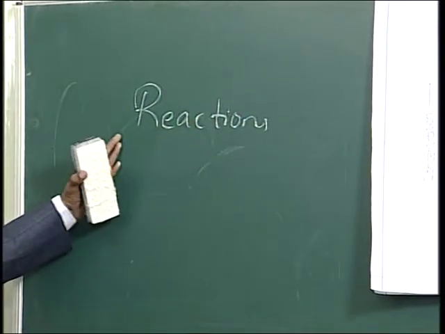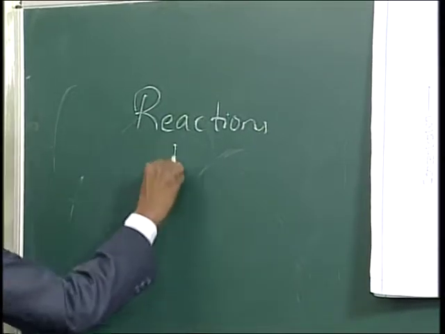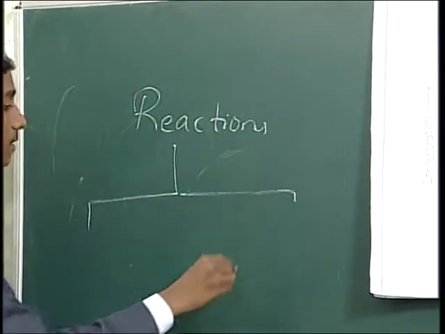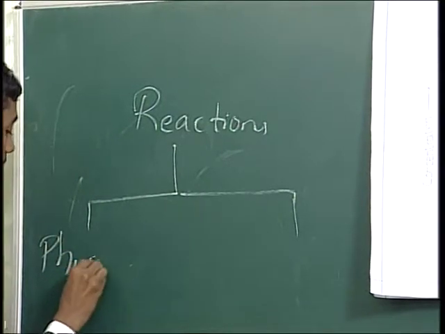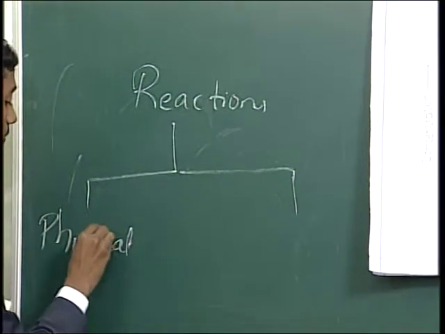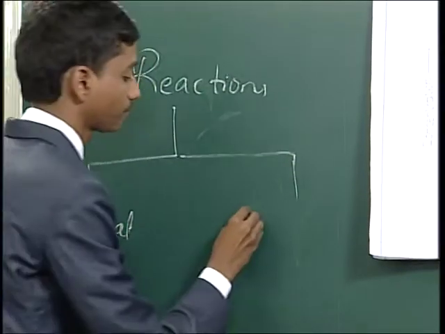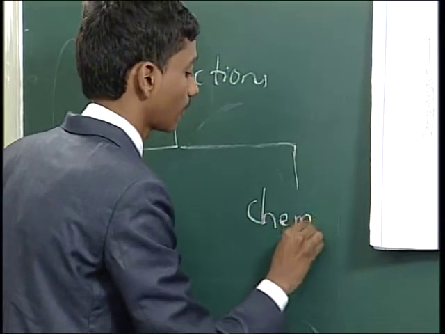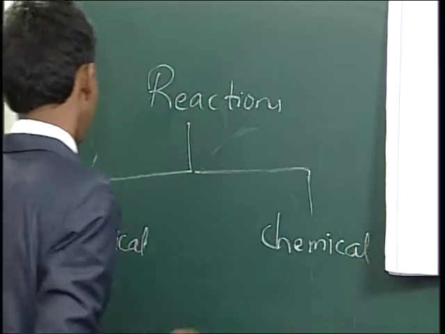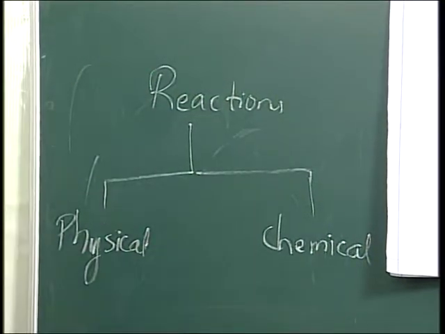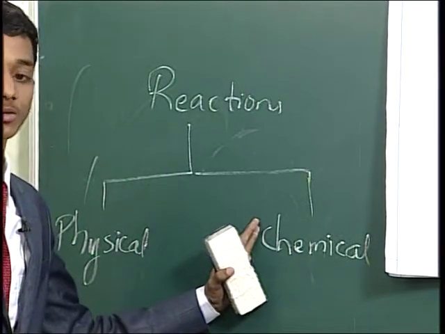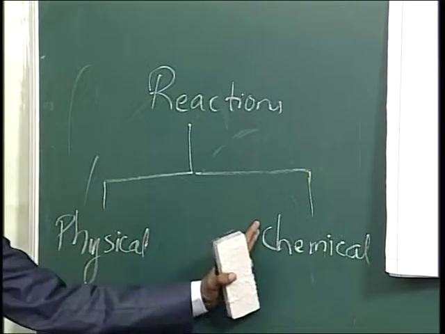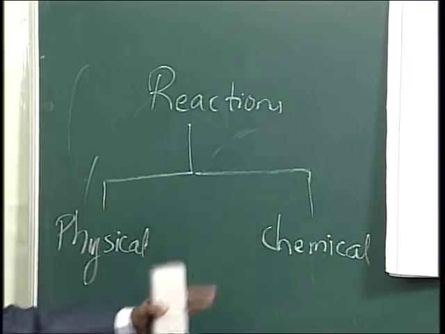Mainly in reactions, we will observe two types of changes. One is physical and another one is chemical. In the physical change, we will observe there is only a change in the shape and in color. Whereas in the chemical changes, we will observe an entire change in their chemical composition and in the matter present in it.